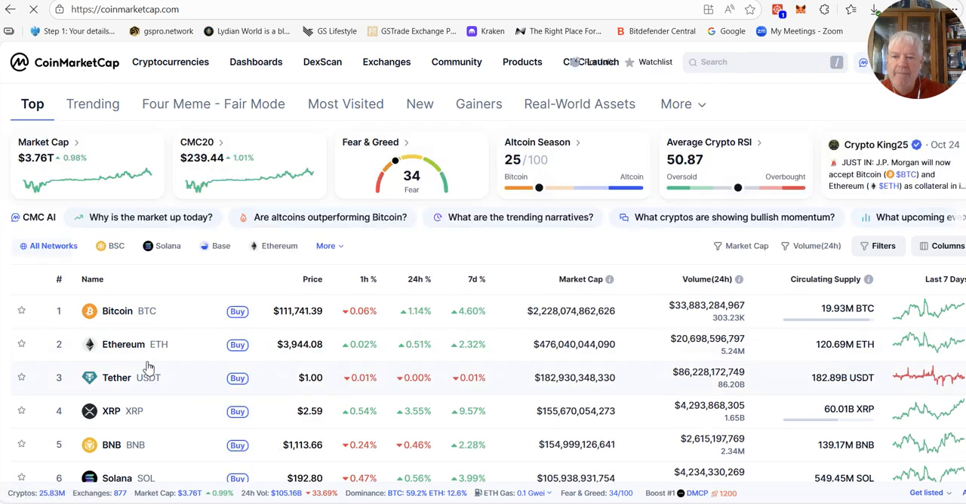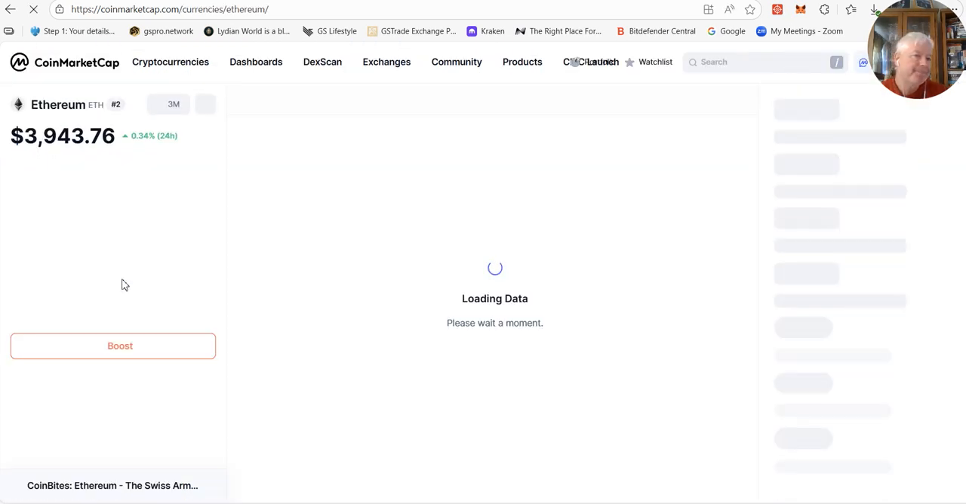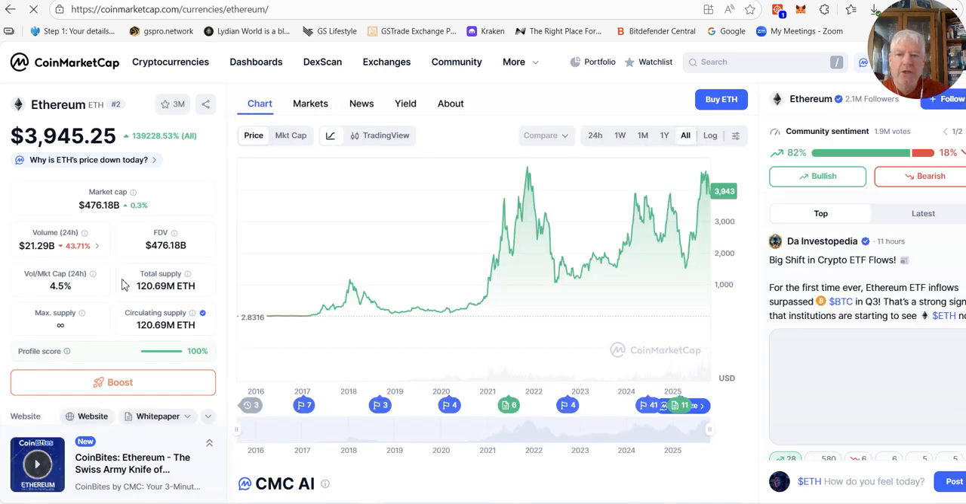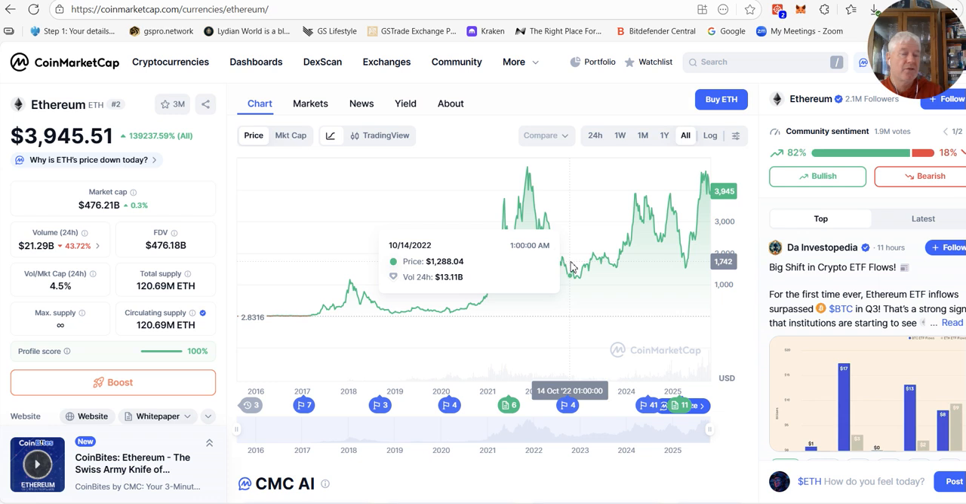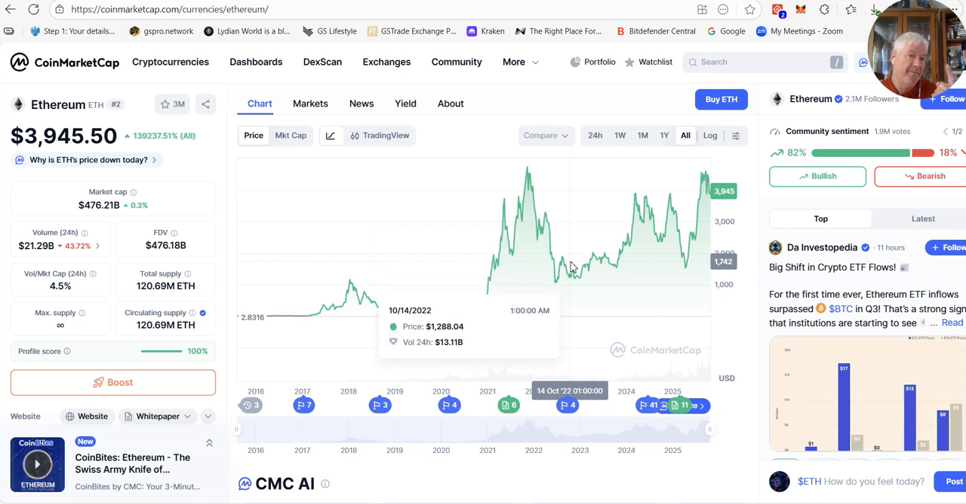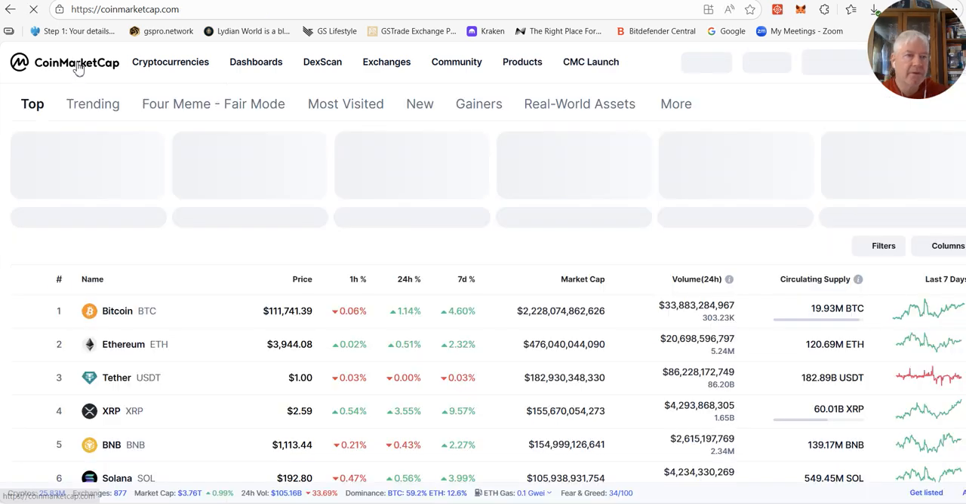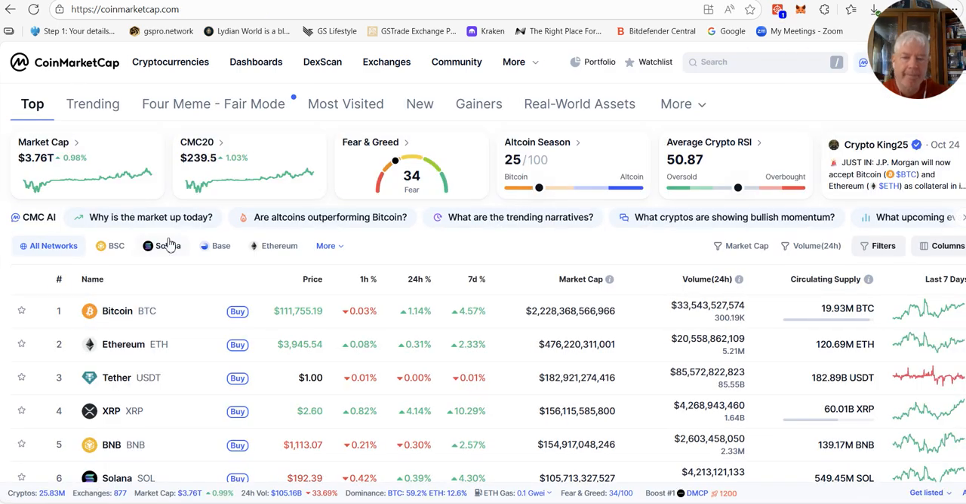What else can you look at? You could even dollar cost average into Ethereum, because you can also look at the all-time chart and see what that was like 3 years ago. If you go to 2022, it was 1,288 for one Ethereum. So you could have also dollar cost averaged into Ethereum. You could have done $50 in Bitcoin and $50 in Ethereum. Look at the top 10 tokens on CoinMarketCap.